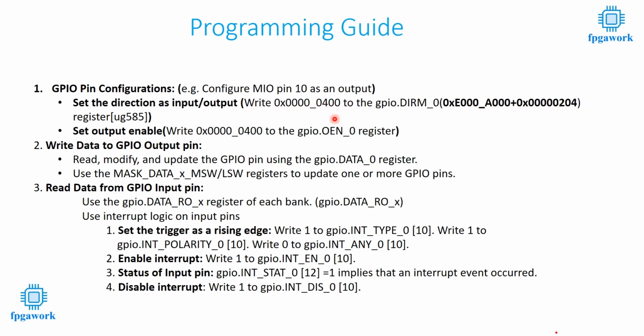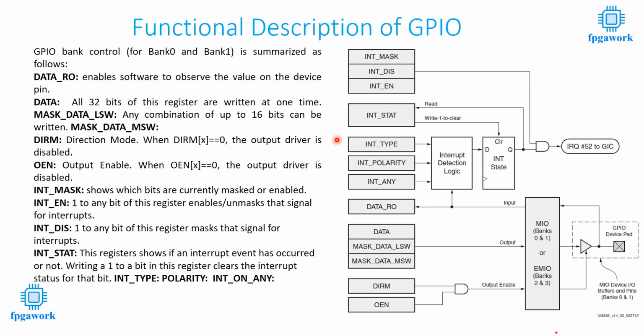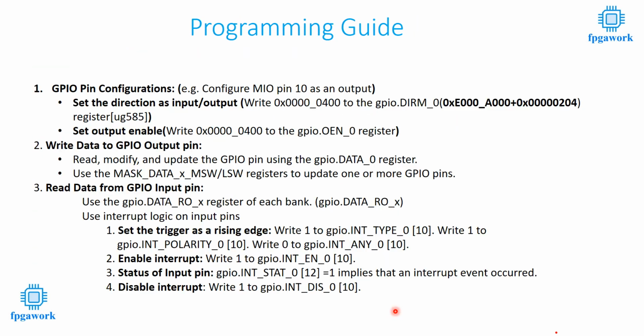It will set the direction of this pin as output. Again, set output enable, OEN_0 for bank 0. We will write this value on this address. The value of this address can be found, again, in the UG 585 document. Okay, we have set pin 10 as output, and we have also enabled it.